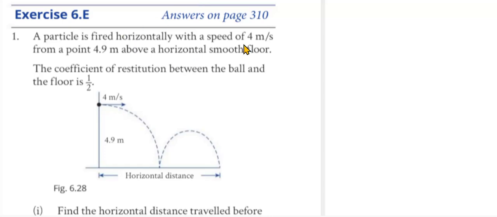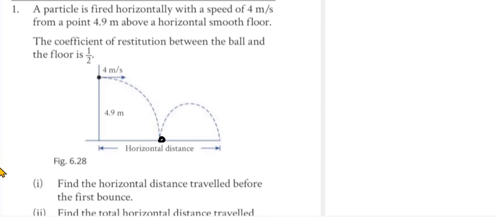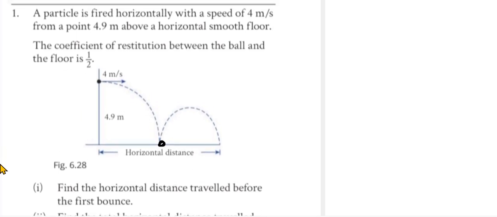A car goes forward horizontally at a speed of 4 meters per second from a point 4.9 meters above the horizontal smooth floor. The coefficient of restitution is E equals a half when it hits the floor. Find the total distance traveled before the first bounce. Okay, we're going to do our 4 moves.